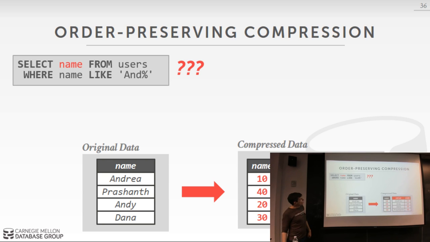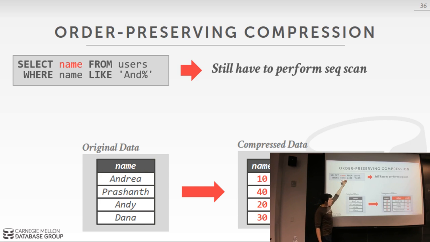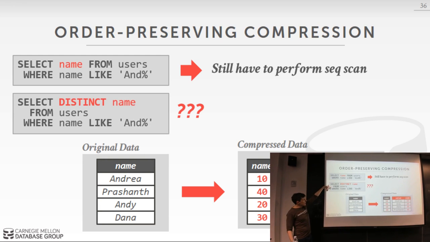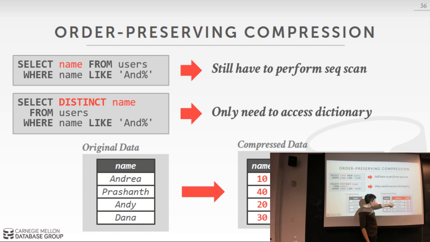Okay. So look at some other examples real quick. If we just want to do a lookup on the name, and we use the same predicate as before, we still have to perform a sequential scan because we need to get all the unique names that we have, right? If we rewrite this to be a distinct clause, in this case we can actually run it directly on the dictionary. And once we find the unique values that match our predicate, we can stop there.